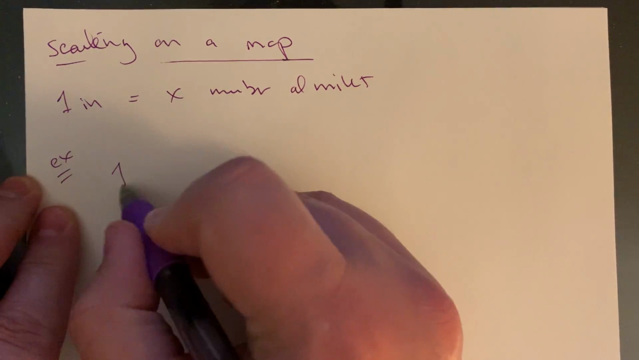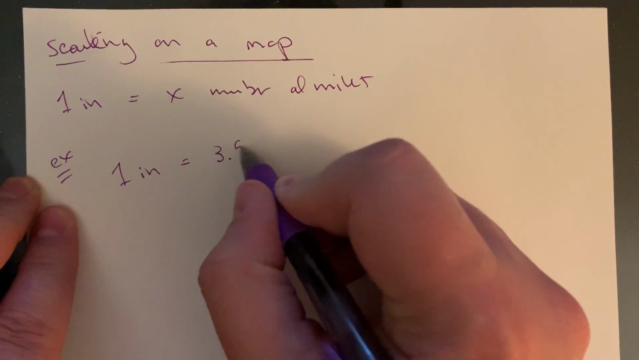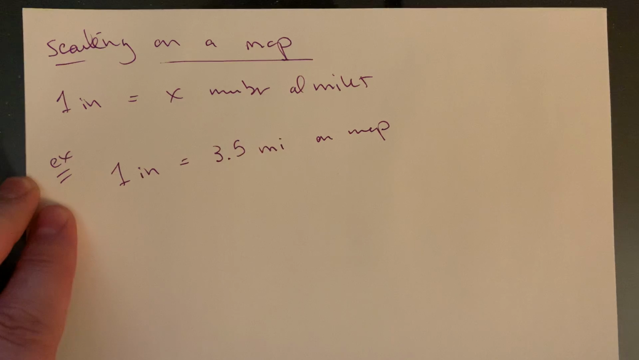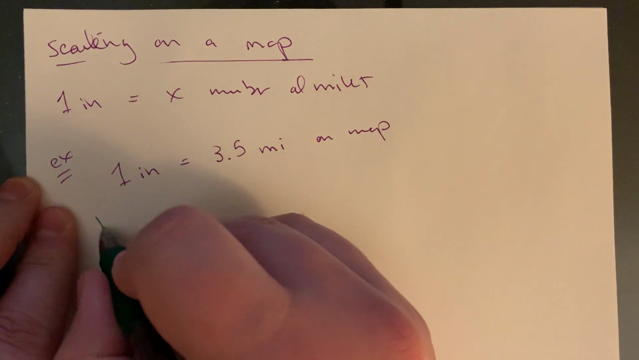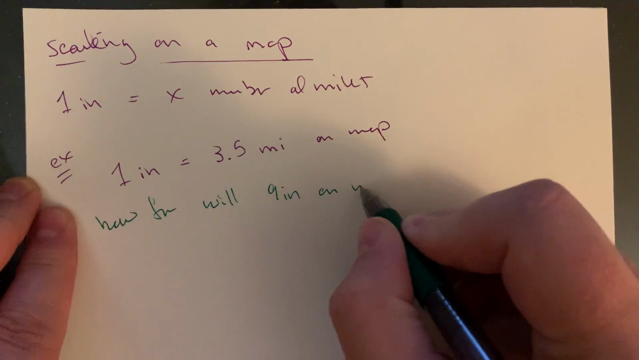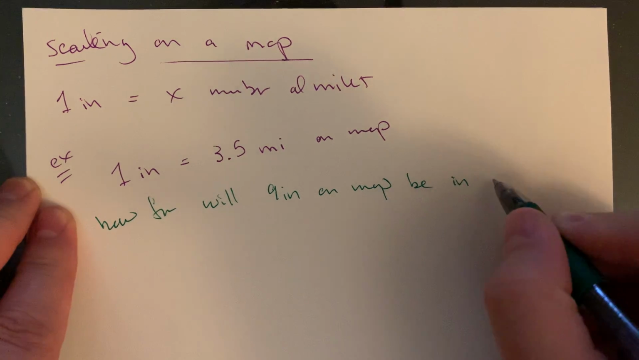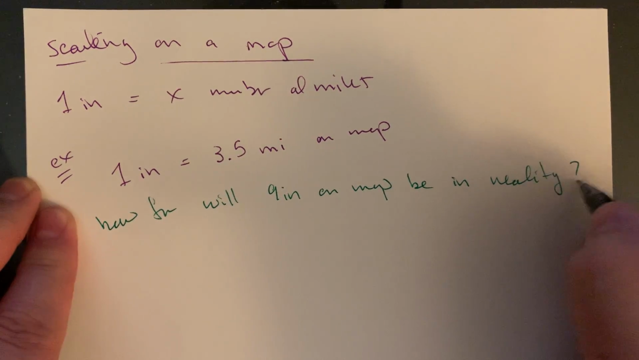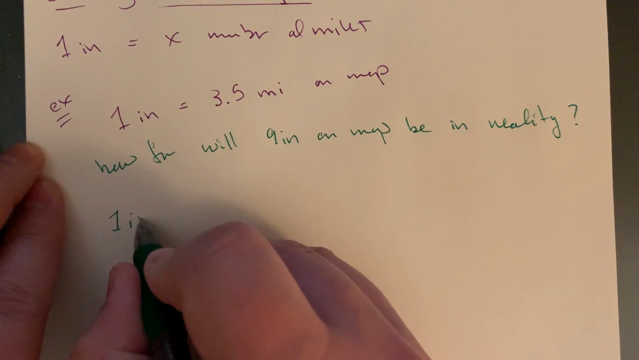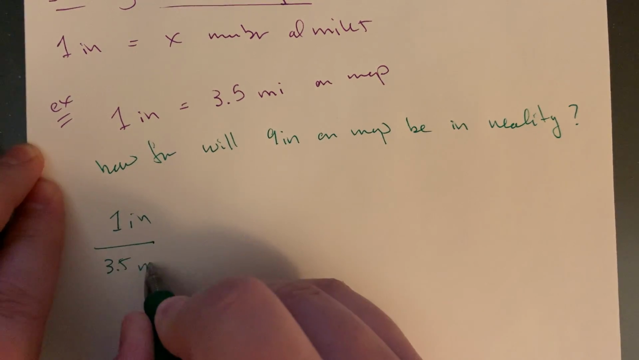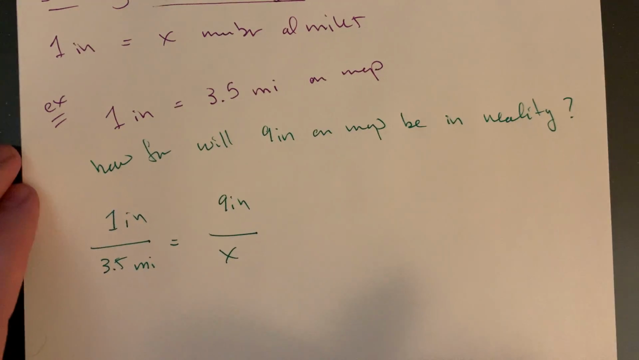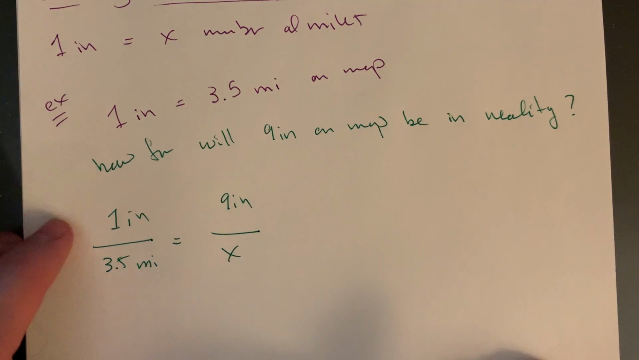So say, for example, we've got 1 inch scales up to 3.5 miles on our map. And so then the question is, okay, how far will 9 inches on the map be in reality? So all I'm going to set up, right, is 1 inch gets me 3.5 miles. And so then if I've got 9 inches that I'm measuring, that's going to get me x many miles, right?